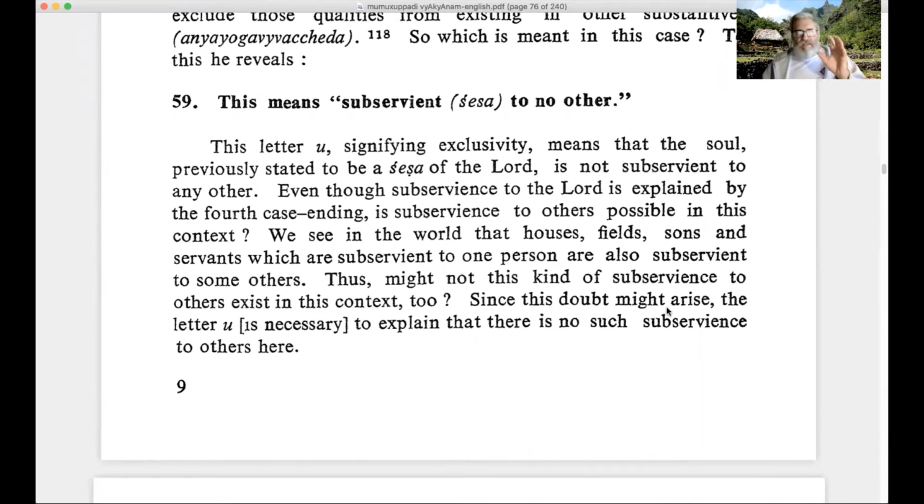So the definition of exclusivity here means exclusively subservient to no other, only to Sriman Narayana. So this letter U, signifying exclusivity, means that the soul, previously stated to be a shesha or a servant of the Lord, is not subservient to any other. I think even in the Bible they say you can't serve two masters. So you have one master that you serve. Because the problem with having two masters is that there might be a conflict in the service, right?